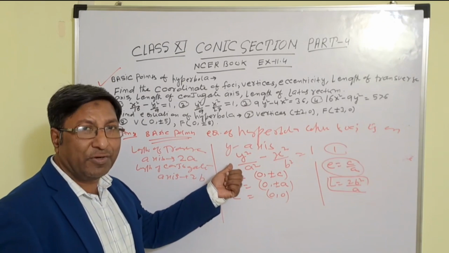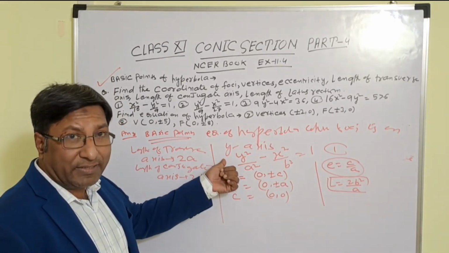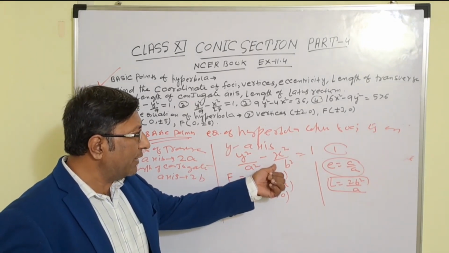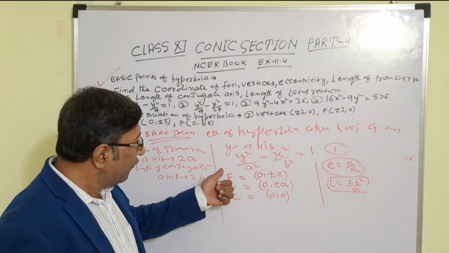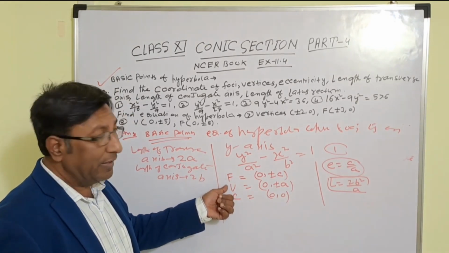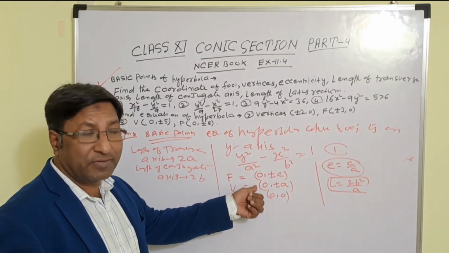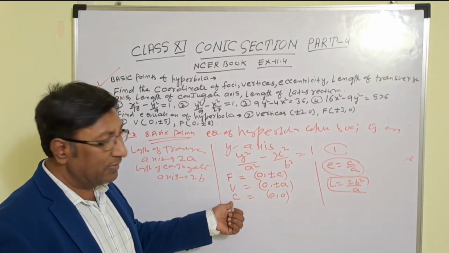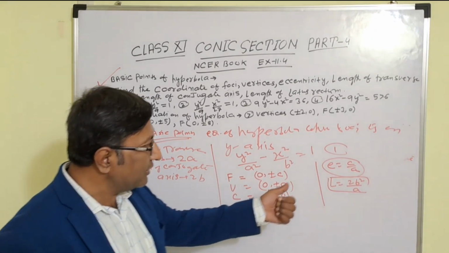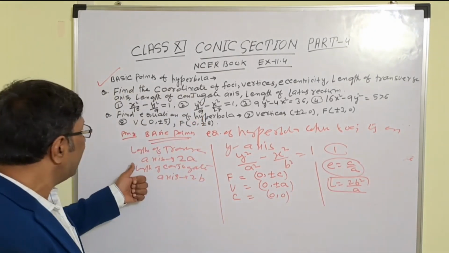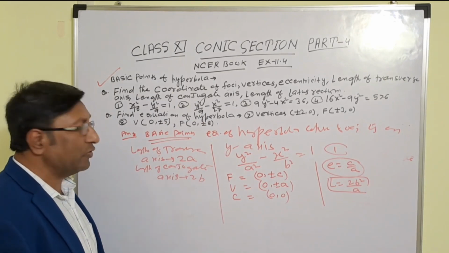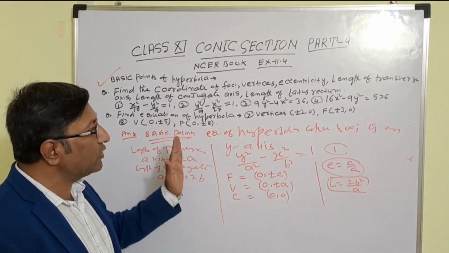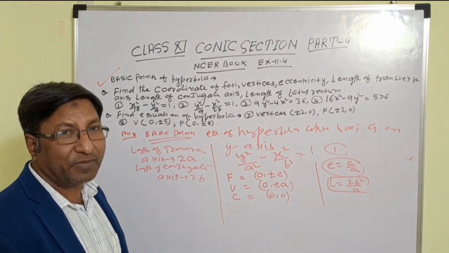So the most important point is the standard equation of hyperbola. When along the y-axis, y will be positive: y square by a square minus x square by b square equal to 1. The foci and vertices coordinates have x coordinate 0, so 0 plus minus c, 0 plus minus a. And the other things are the same: center is 0, 0, eccentricity c by a, latus rectum length 2b square by a, transverse axis 2a, and conjugate axis 2b. With the help of these 2 points, we will solve all the questions of exercise 11.4.